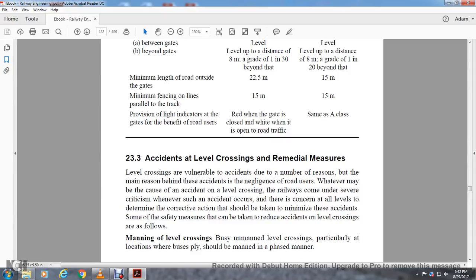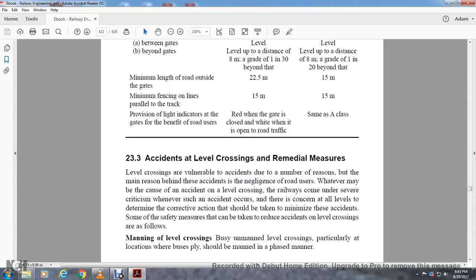23.3 Accidents at level crossings and remedial measures. Level crossings are vulnerable to accidents due to a number of reasons, but the main reason behind the accidents is negligence of road users. Whatever may be the cause of the accident, railways come under severe criticism whenever such an accident occurs. There is a concern that all levels should determine the corrective action to be taken to minimize these accidents. Some of the safety measures that we can take to reduce accidents at level crossings are as follows.